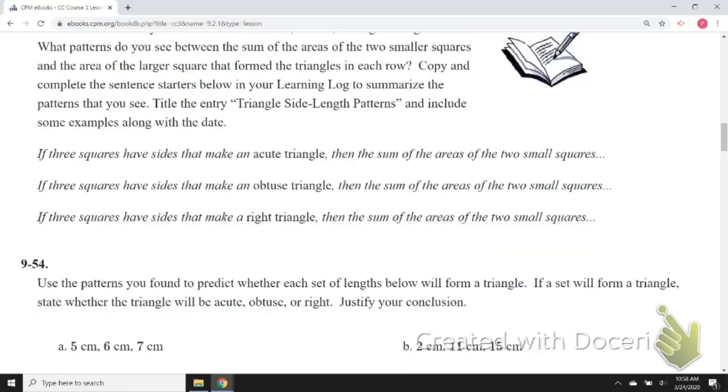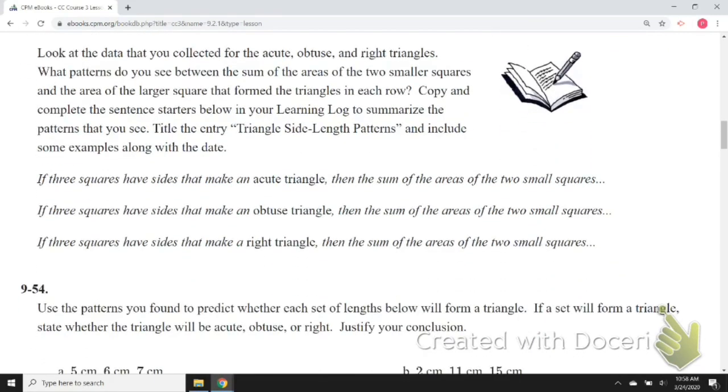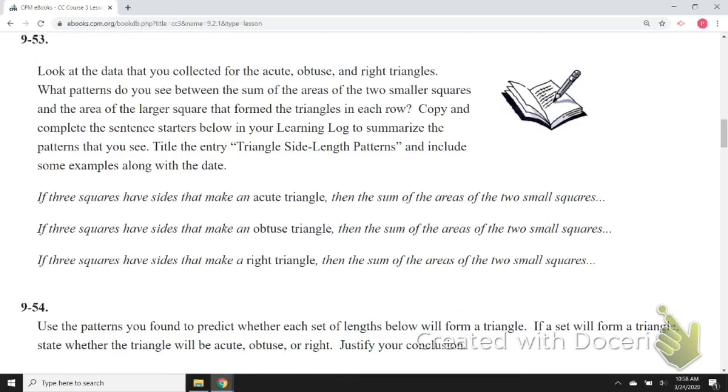Scroll down here, 9-53. 9-53 says, look at the data that you collected for the acute, obtuse, and right triangles. What patterns do you see between the sum of the areas of the 2 smaller squares and the area of the largest square that formed the triangles in each row? Copy and complete the sentence starters below in your learning log to summarize the patterns that you see. Title the entry Triangle Side Length Patterns and include some examples along with the date.